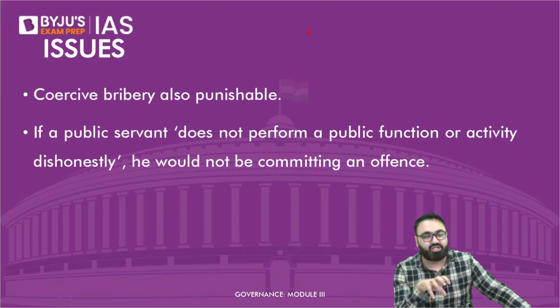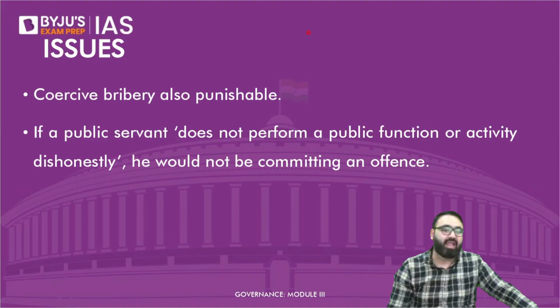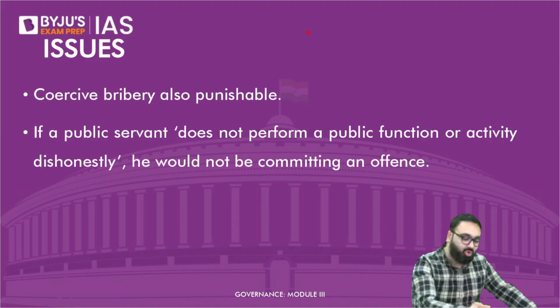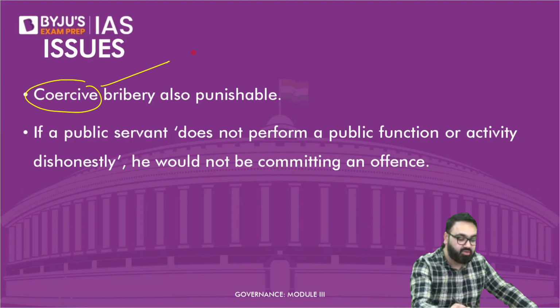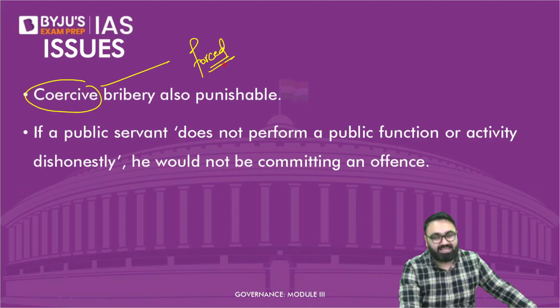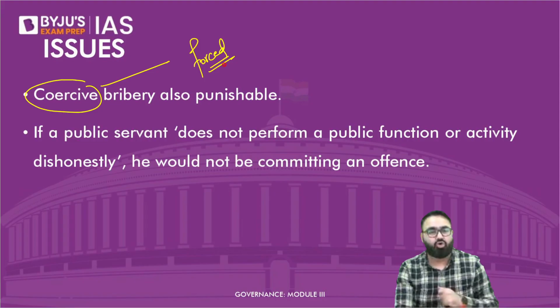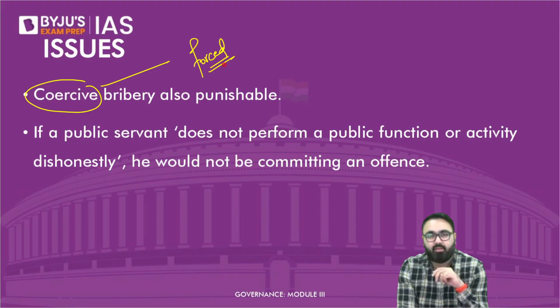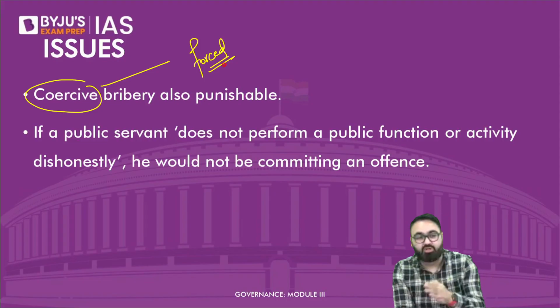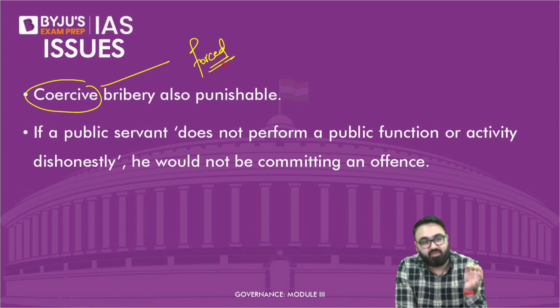Now, there are a few things that you have to understand here. There are certain issues with the law. The first issue is that coercive bribery is also punishable. Coercive means forceful. Someone is forcing you to do it. As I discussed in the example of the RTO, the passport thing, even if someone is forced to give a bribe, even then the bribe giver will be punished.